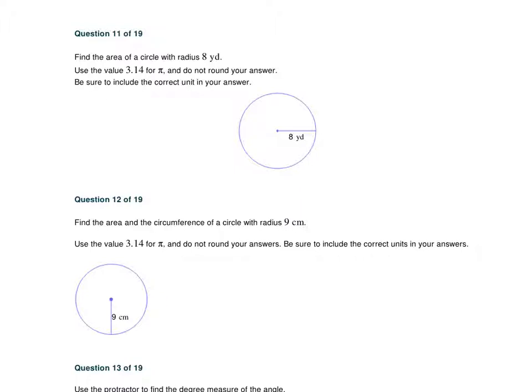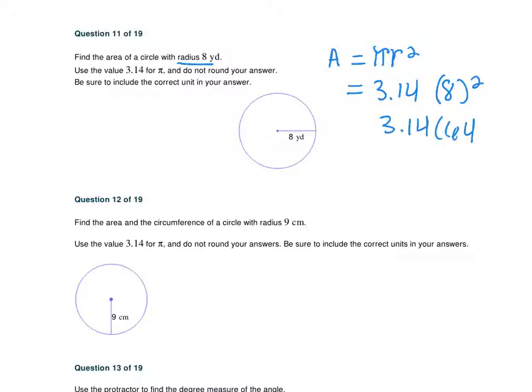Question 11 asks us to find the area of a circle whose radius is 8 yards. Remember the area formula, and this is on your formula sheet. This area is pi r squared. Again, we're using 3.14 for pi. It gives us the radius, so we're taking 3.14 times 8 squared. So that's 3.14 times 64. It tells us not to round our answer. I want to go to 2 decimal places though, and that should give us a final answer of 296 yards squared.